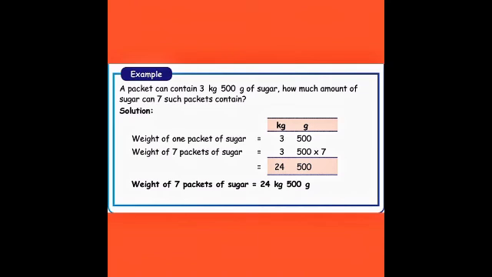Okay, let's see the solution, my dears. First we want to write the units. On the next line we should write weight of 1 packet of sugar, which is equal to 3 kilogram 500 gram. On the next line, we want to find the 7 packets. So weight of 7 packets of sugar is equal to 3 kg 500 gram multiplied by 7. If you multiply, we will get 24 kg 500 grams. So the weight of 7 packets of sugar is equal to 24 kg 500 grams.